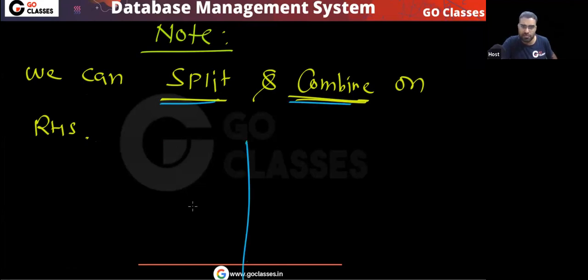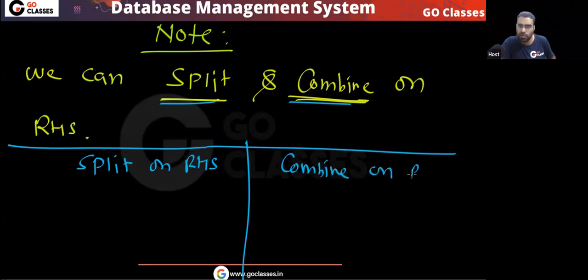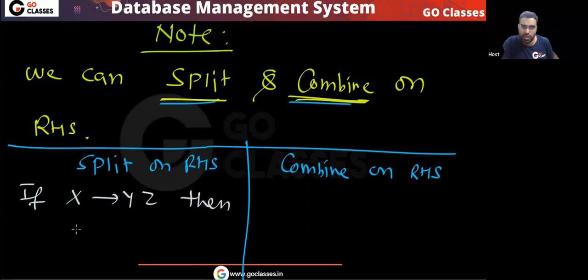What does this split mean? When I say split on the RHS, what does this mean? You can split on the RHS, you can combine on the RHS. Both of these things you can do. So tell me, split on the RHS, what does that mean? This means that if X determines YZ, then you can split on the RHS.